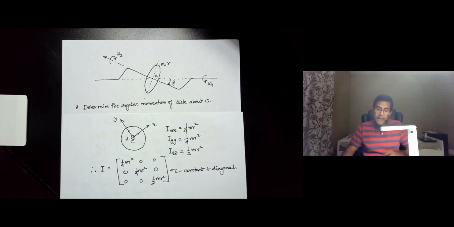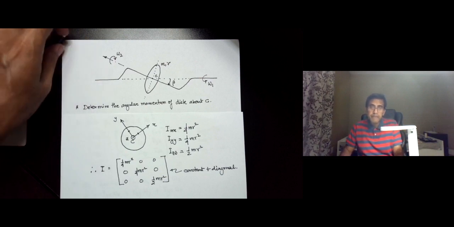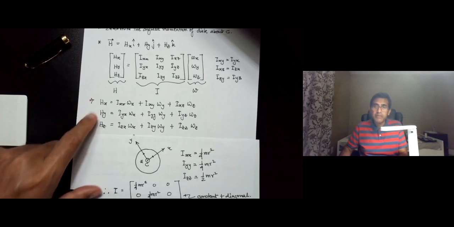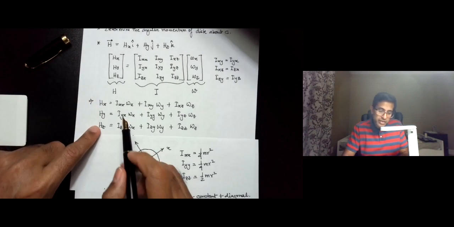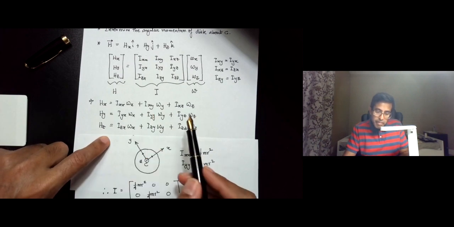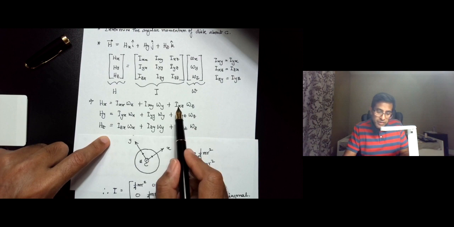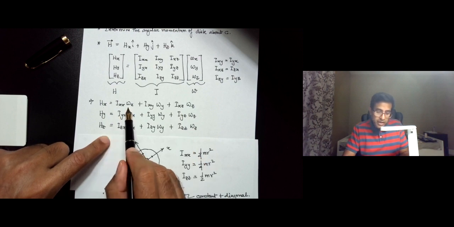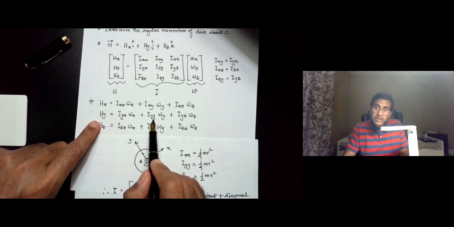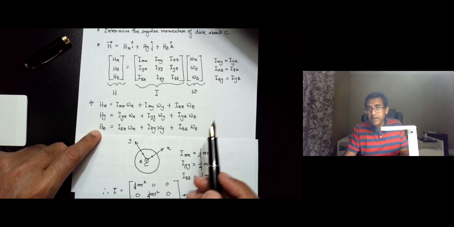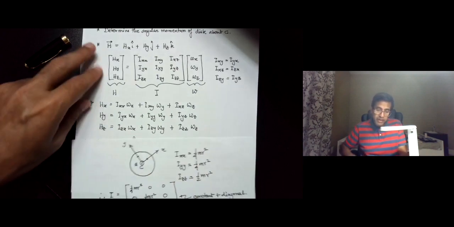And when this happens, going back to our angular momentum expression on the previous page, you can see that when all these product of inertia terms become 0, then hx becomes just Ixx times omega x, hy becomes simply Iyy omega y, and hz becomes simply Izz omega z.